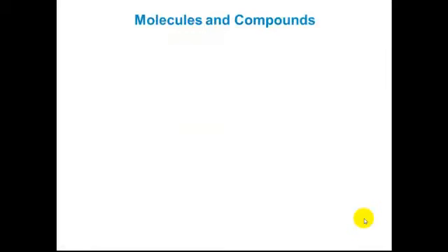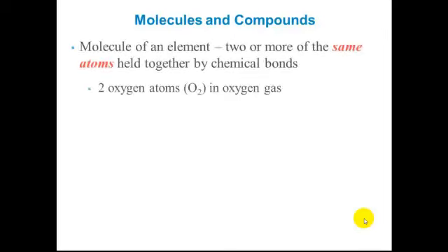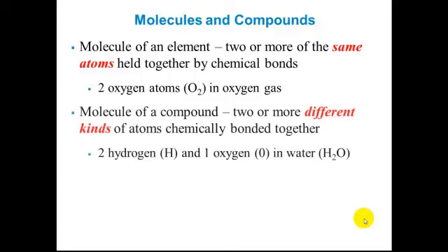Now in terms of looking at molecules and compounds, we're going to take elements and put them together in a certain way to create molecules. Now we can have a molecule of an element, and here we are taking 2 of the same atoms and holding them together by chemical bonds. For example, if we have 2 oxygen atoms, those will form O2 gas. We also then have molecules of a compound. Here we have different kinds of atoms or different elements that are being chemically bonded together. The example would be water, in which we have 2 hydrogen atoms and 1 oxygen atom bound together. And we will see examples of both of these.